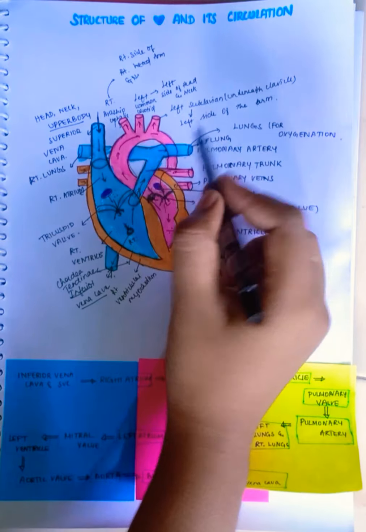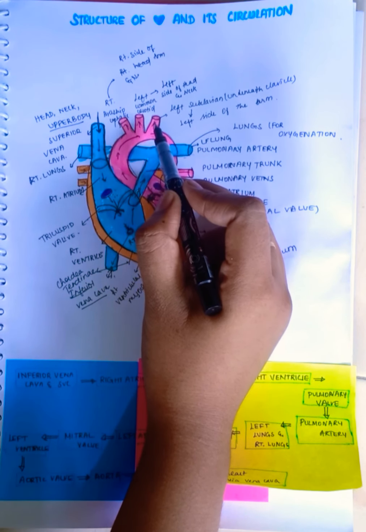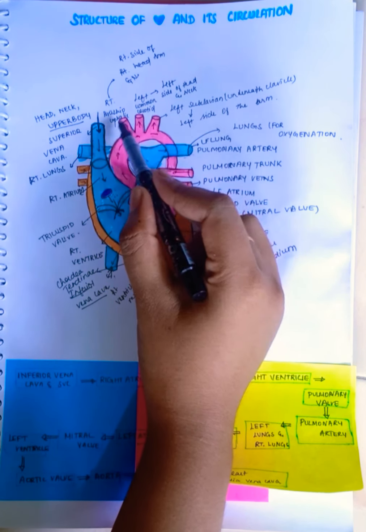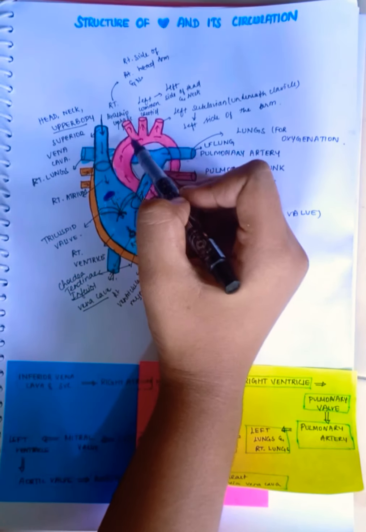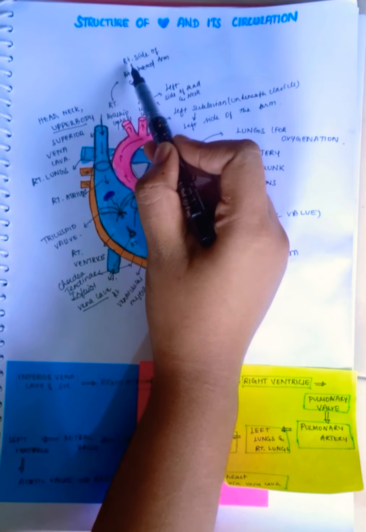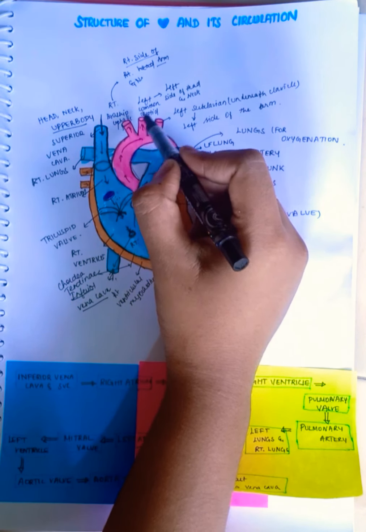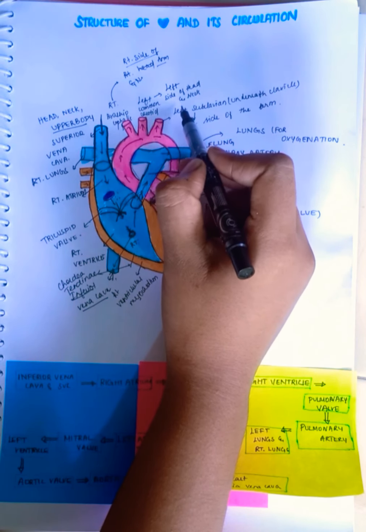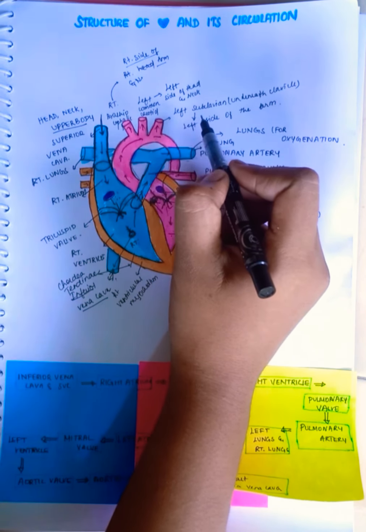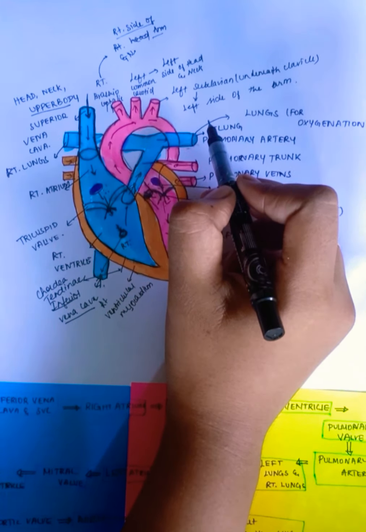From the aorta, there are three branches. One is the right brachiocephalic, the second is the left common carotid, and the third is the left subclavian. First is the brachiocephalic. In the brachiocephalic there will be oxygenated blood. It will pass through the right arm. The second one is the left common carotid. It sends blood to the left side of the head and neck. The third one is the left subclavian. The left subclavian lies underneath the clavicle. It will pass oxygenated blood to the left arm.